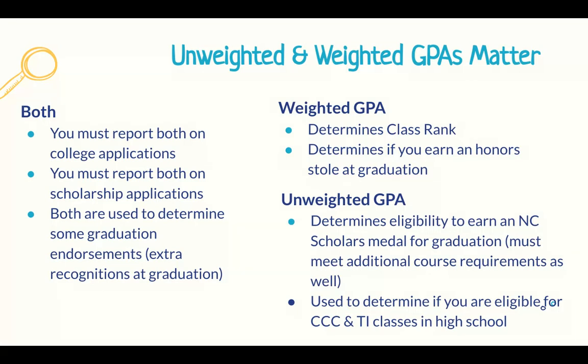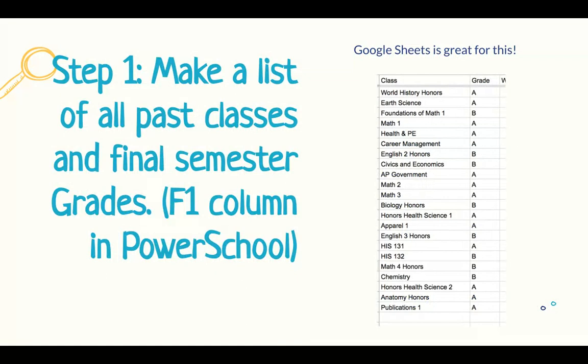But your weighted GPA is what specifically determines your class rank and if you earn an honor stole, which is an extra sash to wear at graduation. Your unweighted GPA determines if you earn a medal to be a North Carolina scholar if you meet additional course requirements. And your unweighted GPA is what's used to determine if you can take CCC and TI classes in high school. So both are equally important.